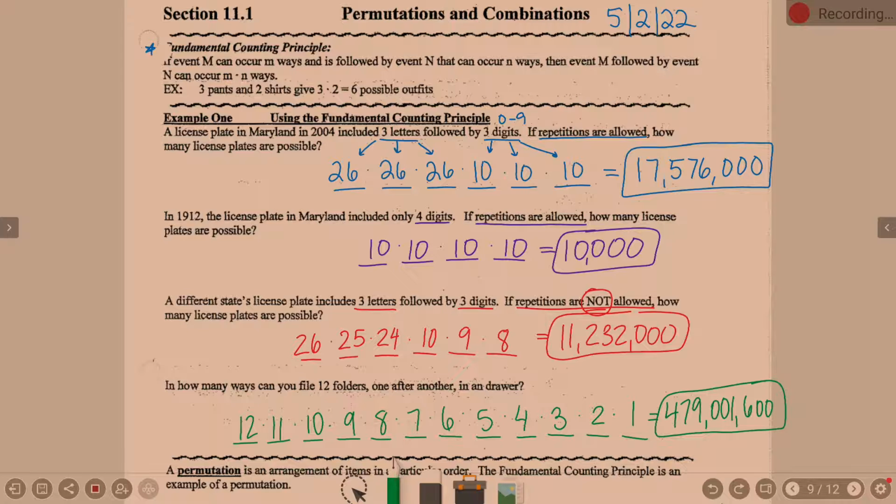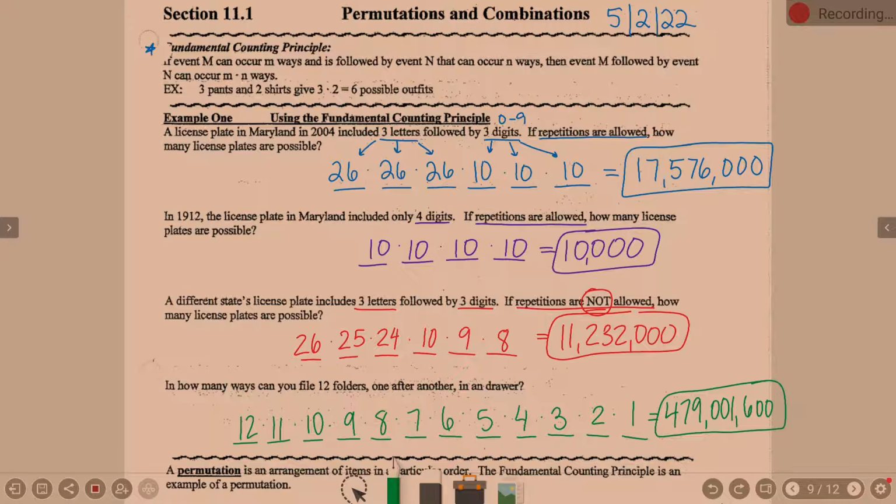479,001,600. That's an awkward number to say. Wait, so I thought it was just 12 times 12. Oh. Me too. So now think about that, guys. When you're making choices, if you've got 12 items, you're just trying to arrange them in order. You've got 479 million options there.